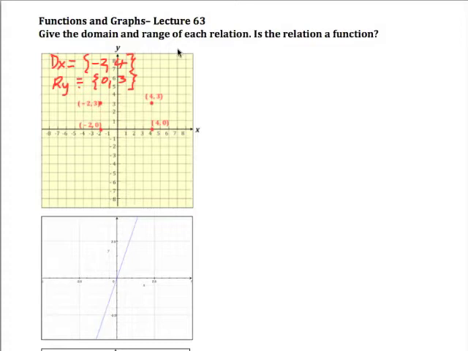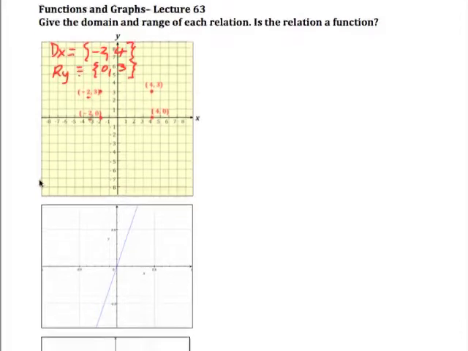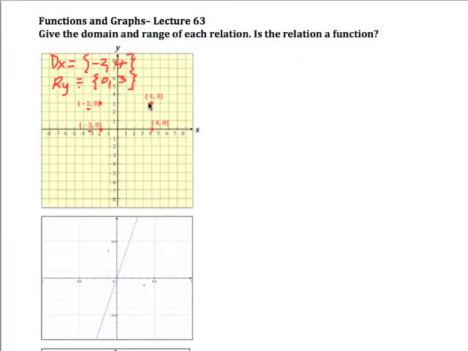Now, we've got to ask ourselves, is this a function? Now, remember, a function is a relation in which there are no two ordered pairs with the same x value or first value. Notice that these two ordered pairs have the same first value, as does this one. So this is not a function.